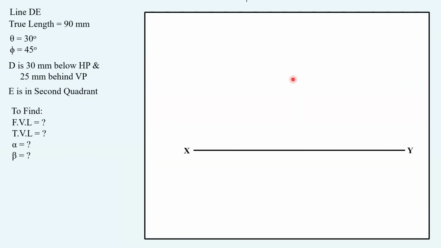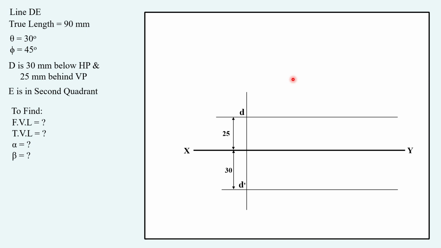Taking XY line, a vertical projector, 30 mm below XY, front view D dash, 25 mm above XY, top view point D. Taking theta above, that is anti-clockwise direction, and drawing a line at an angle 30 degrees. Similarly, at phi 45 degrees from the top view point D, drawing another line here.